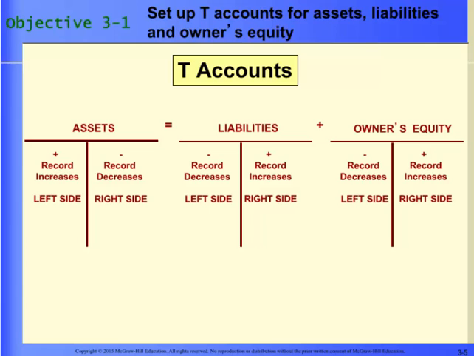Note that assets are on the left side of the accounting equation. To increase any asset account, you have to record the dollar amount on the left side of the T account. Since liabilities and owner's capital are on the right side of the accounting equation, to increase those accounts, you would record the dollar amount on the right side of the T account.